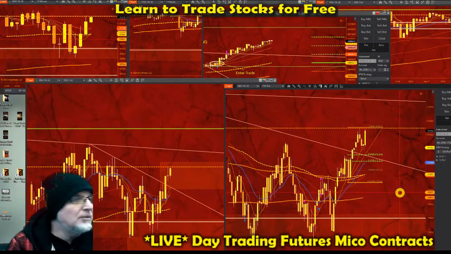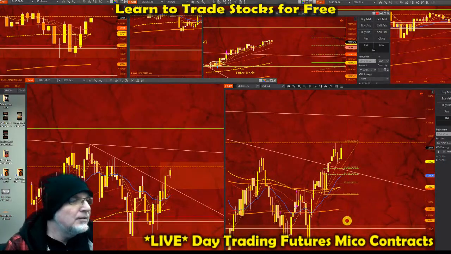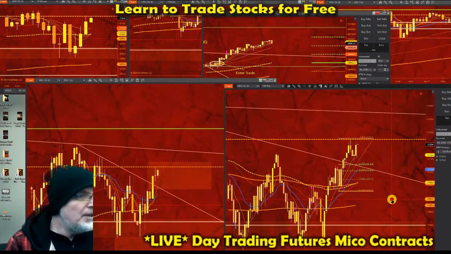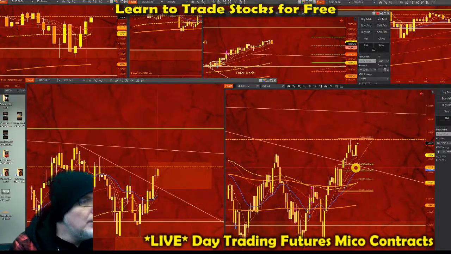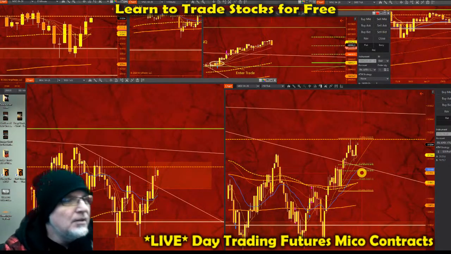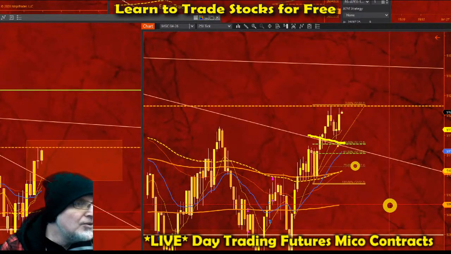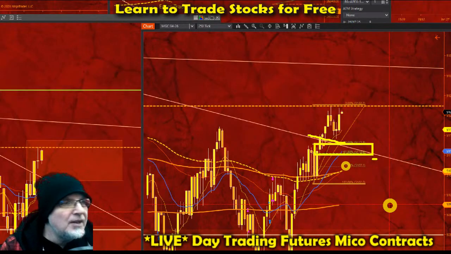Let's look at some kind of pullback after it does that. It's not giving me any pullback. It's not bouncing off the trend line. I would love to have seen it bounce, pintail off the trend line, and if that would have bounced off the trend line into the golden zone and gave me a pintail, I would have used that pintail as my stop loss.